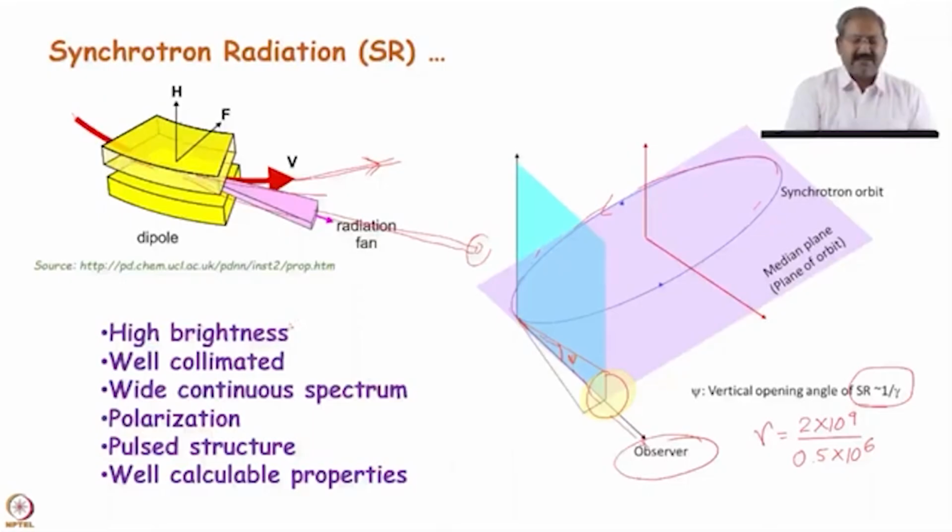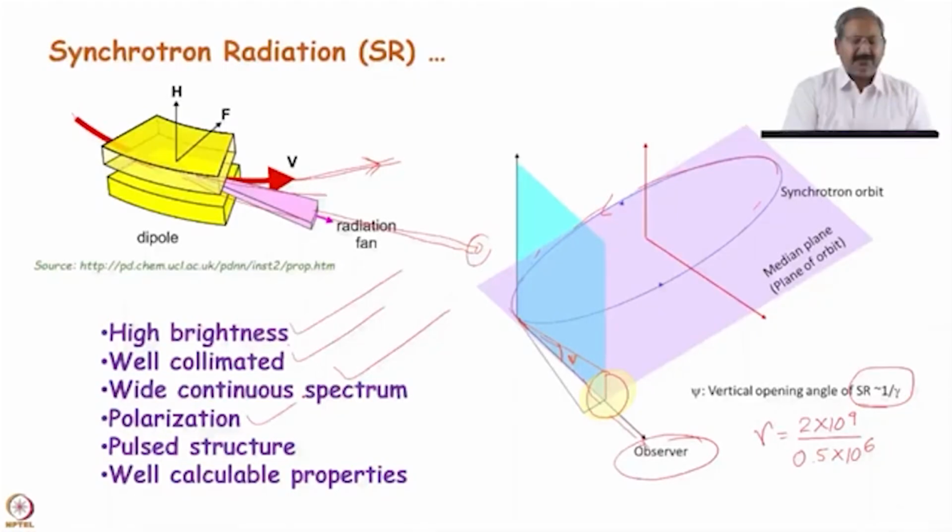So the first property is that it has very high brightness. The second property is it is a very collimated beam. A very narrow cone is made by the radiation. And this has a wide spectrum. The emitted radiation has wavelength ranging from visible light to hard X-rays. Means it covers a wide spectrum. The user can put a filter according to their wish, and they can tap the particular frequency of choice. Or if some experimentalist wants the complete spectrum, then that is also there.